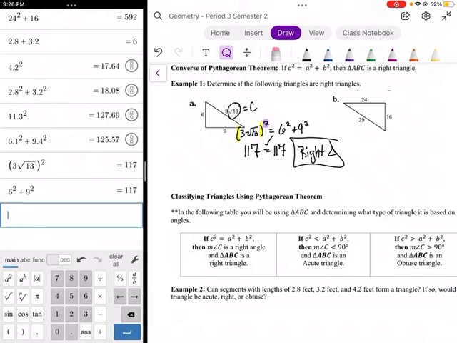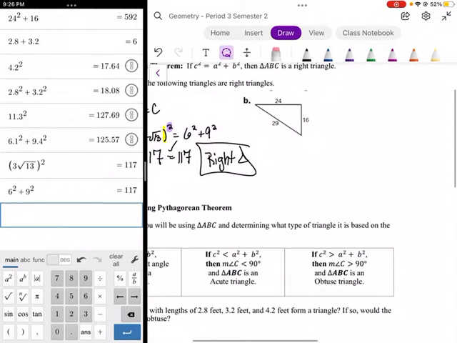Now you can go ahead and try example B on your own, and then if you press play, you can check your answer.